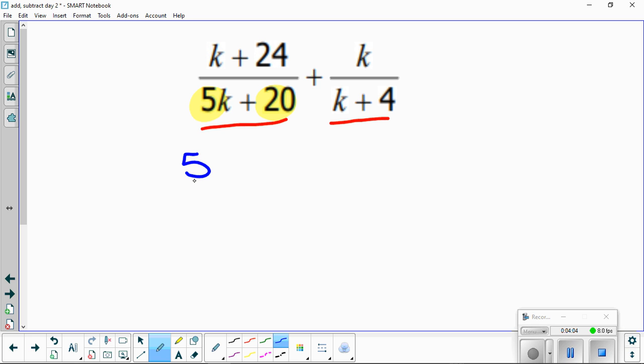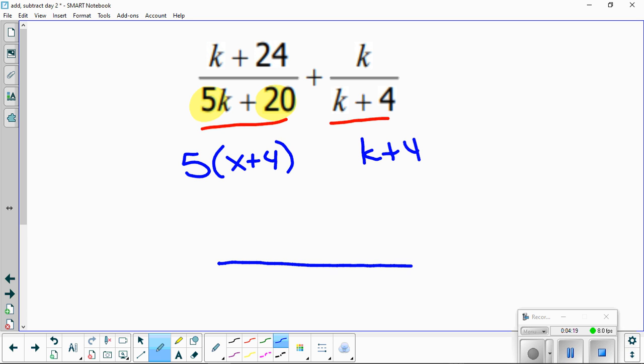I'm going to pull out a 5 and I'm left with X plus 4. And this guy is an X plus 4. So my denominator has to have everybody represented. So it's obviously going to have a K plus 4. It's got to have a K plus 4 because they both have it. And it's got to have the 5. It's got to have everybody represented, right?